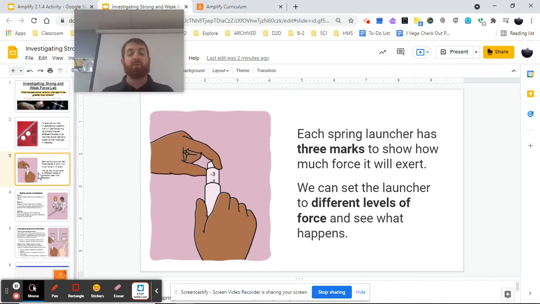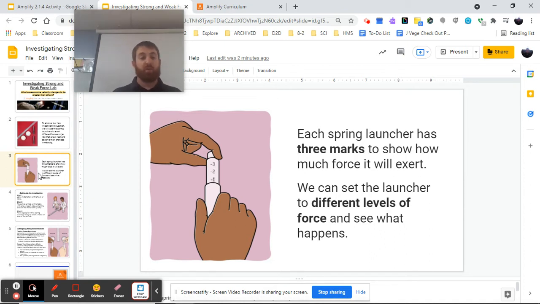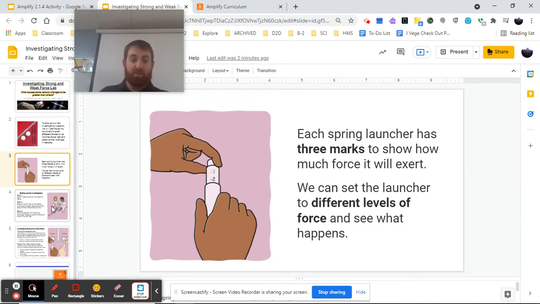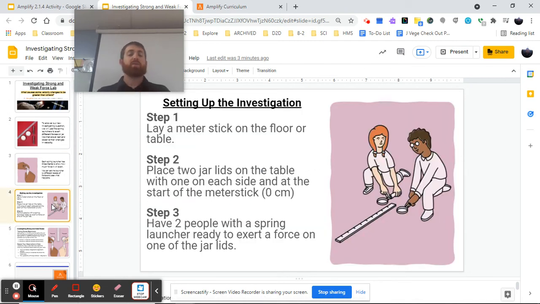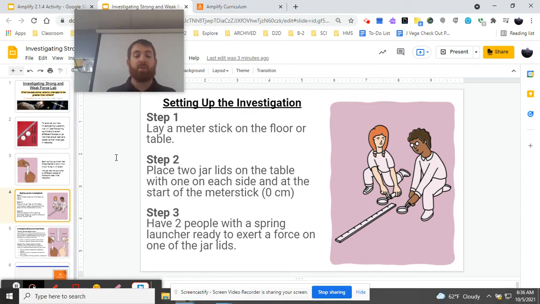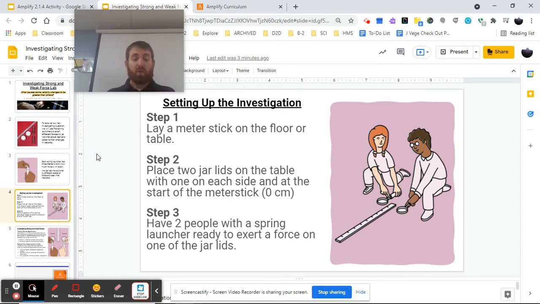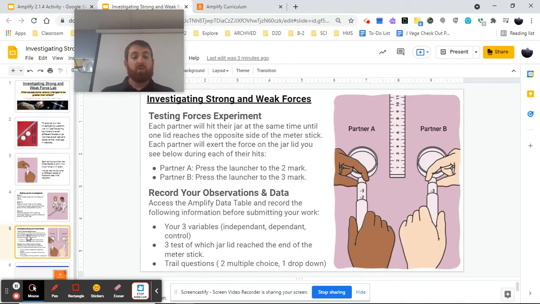And we're going to set our launchers to different levels to see how this force affects the velocity of our lids. So what's going to happen is you and a partner are going to place your 2 lids next to each other with the meter stick in the middle. You're going to draw back your toilet paper springs and apply a force to each spring in order to see what kind of velocity changes occur. Partner A is going to be pulling their toilet paper spring to force number 2, with partner B pulling their toilet paper spring to force number 3.